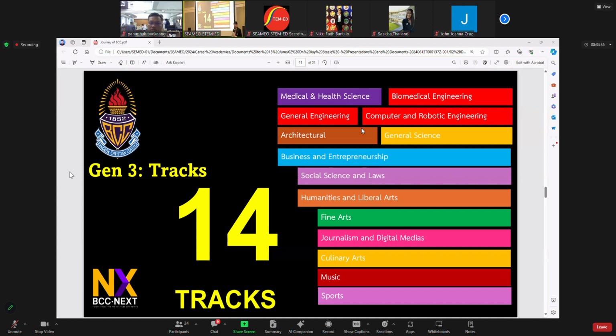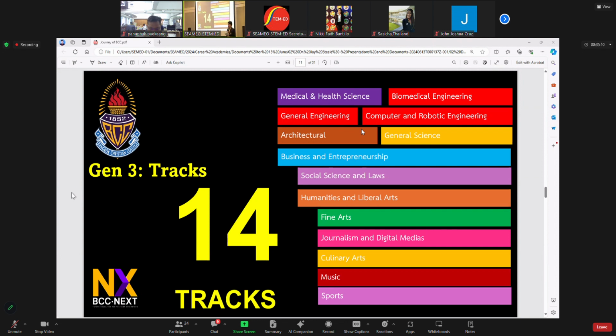General engineering, computer and robotic engineering, architectural, general science, business and entrepreneurship, social science and laws, humanities and liberal arts, fine arts, journalism and digital medias, culinary arts, music, and sports. This means a student must register for a track first, and then they can move to choose FEs, like in Gen 2.